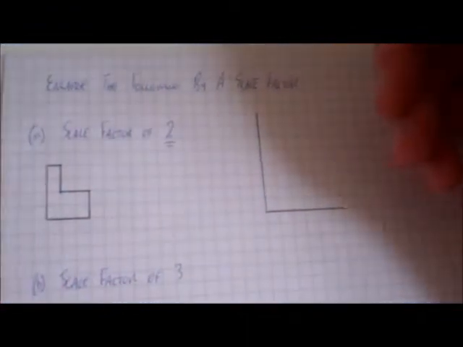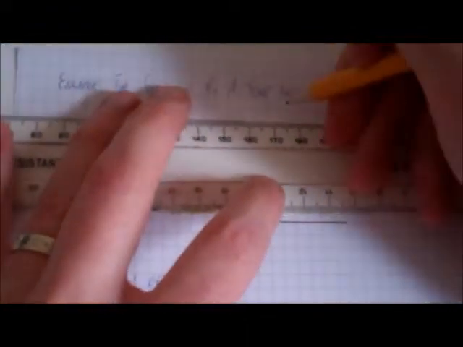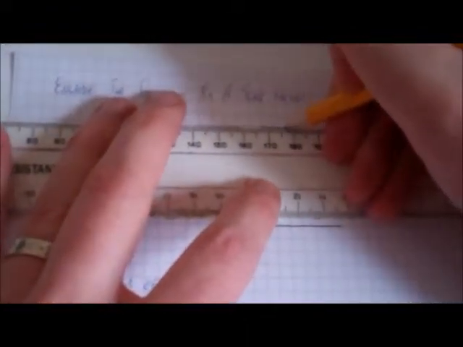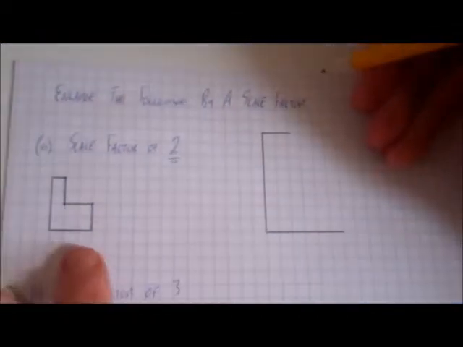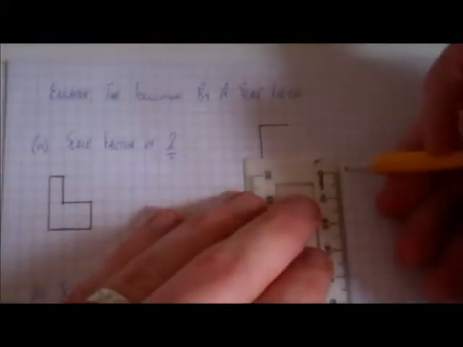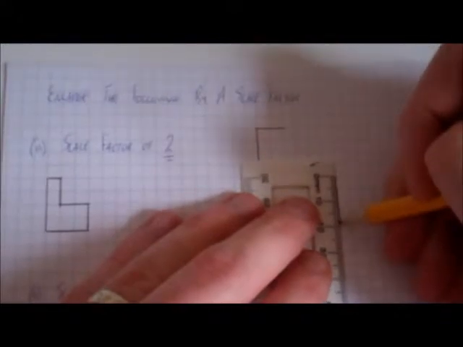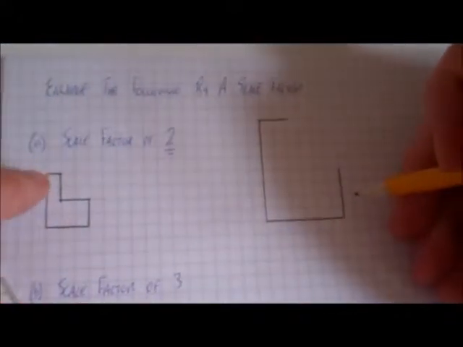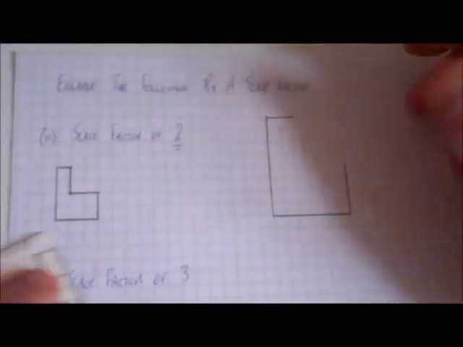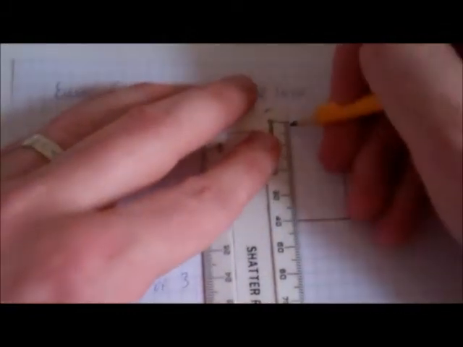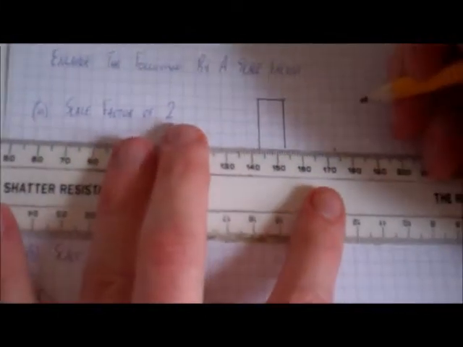Across the top it was 1, so that becomes 2. On the right hand side we had 2 boxes, which becomes 4. Coming down the side of the shape here we had 2 boxes, which now becomes 4. And then we just finish off the shape.